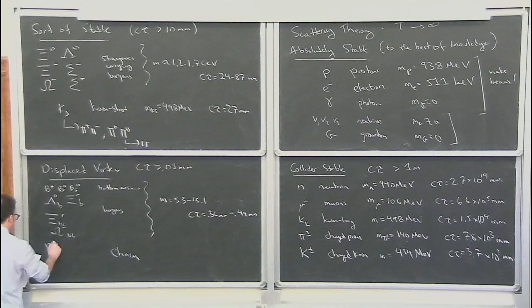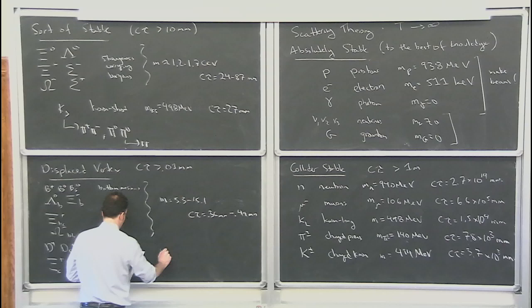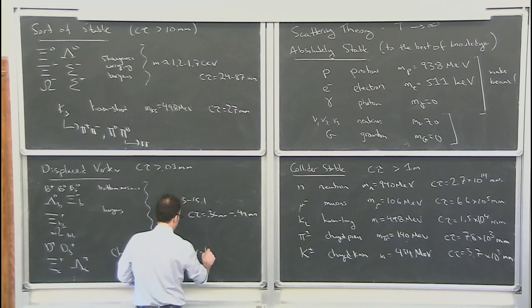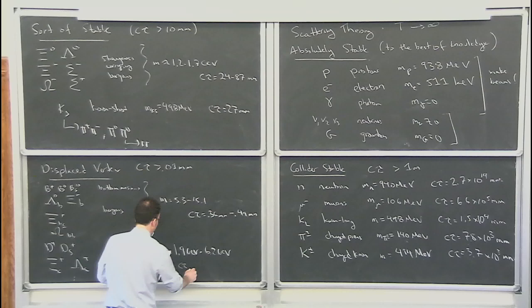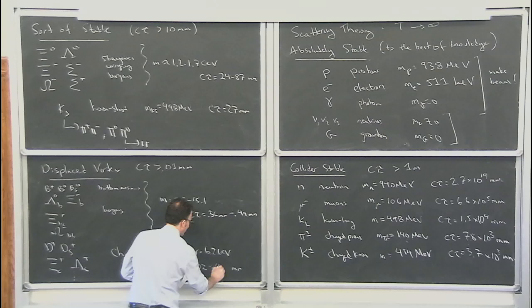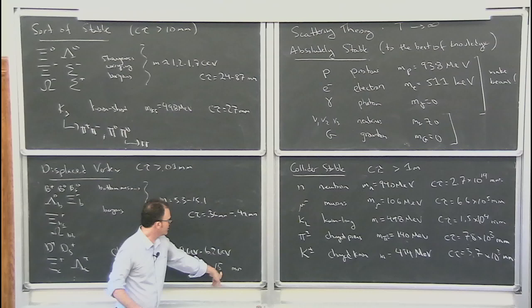And now I'm getting really lazy. I'll just write a few of these down. So on and so forth. These have masses somewhere between the 2 GeV scale and the 6.2 GeV scale, with lifetimes that span a range from 0.02 millimeters all the way out to 0.15 millimeters. And so depending on where you are in this range, if you're at the higher end of this range, then you end up looking a little bit like this displaced bottom signature. If you're at the lower end of the range, then you don't see a displacement at all.